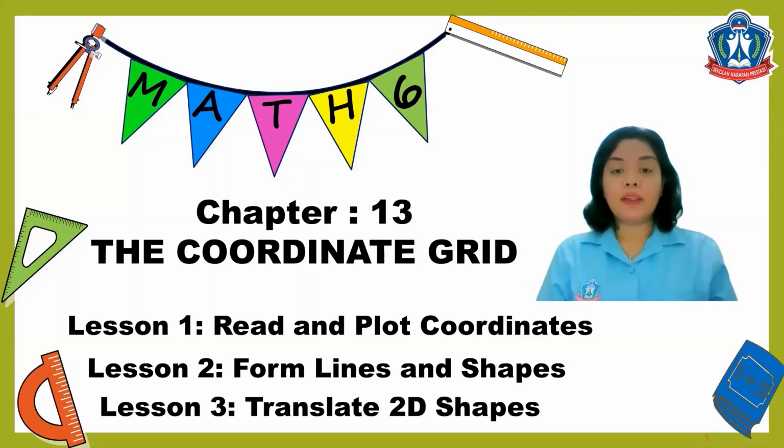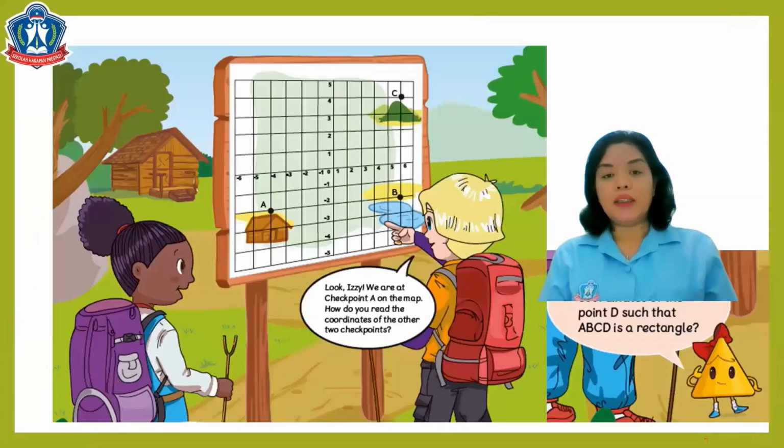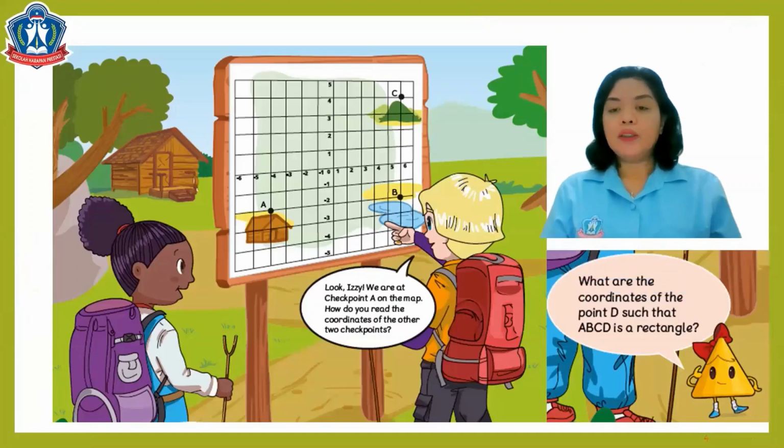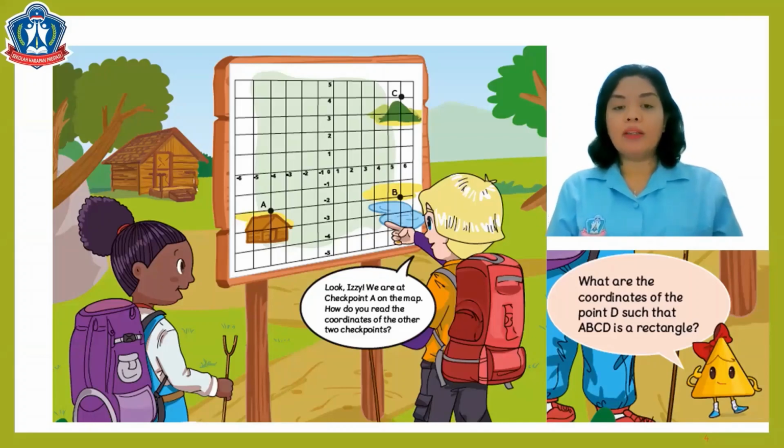We are now on chapter 13, the coordinate grid. In this video, you will learn three lessons: read and plot coordinates, form lines and shapes, and translate the shapes. Okay, let's start with this picture. Take a look, children. These two children are at a camping site, and as you can see, they are reading a map. To read a map, they need to find the coordinates of the different points. We have A, B, and C. So how do we read points or coordinates in a coordinate grid?